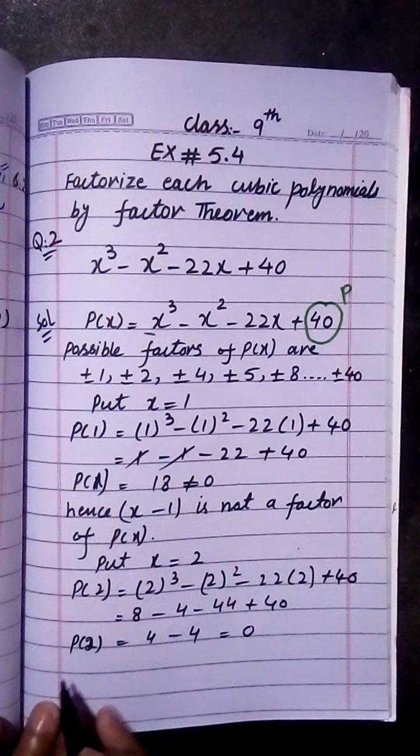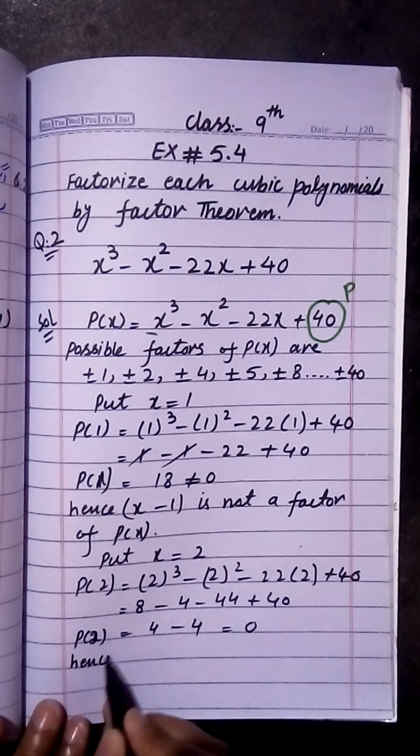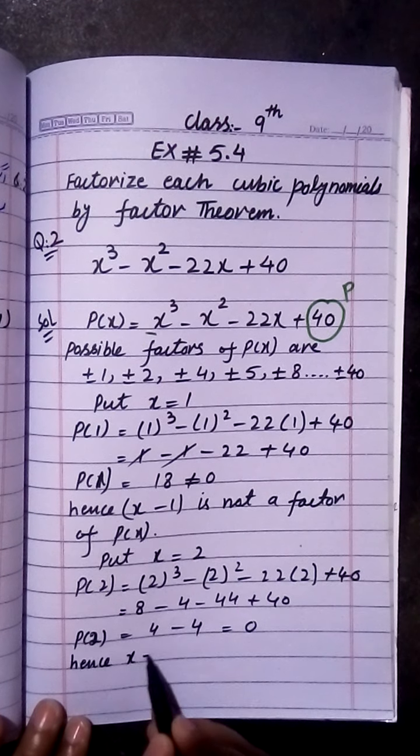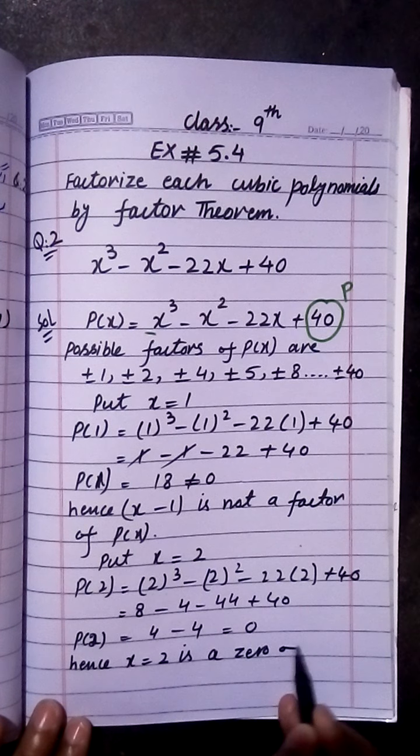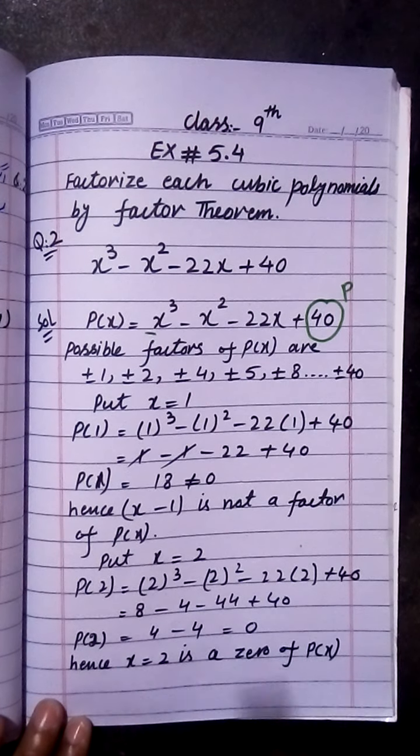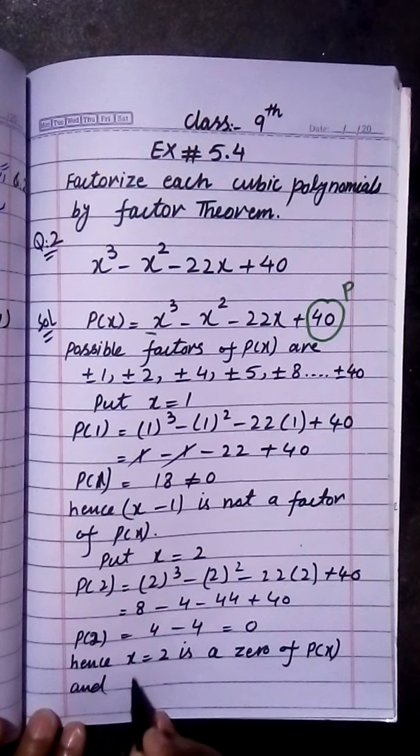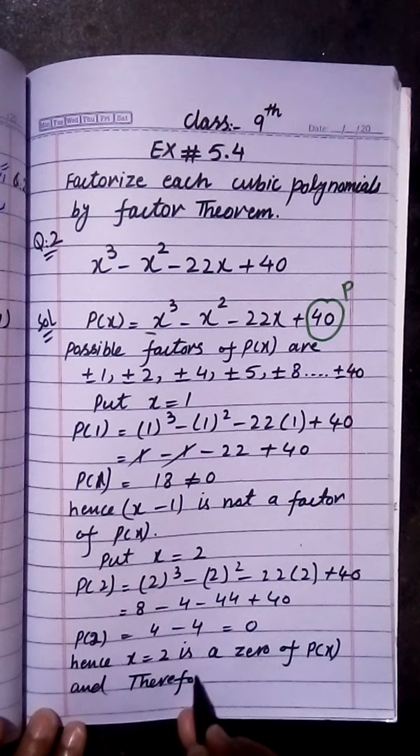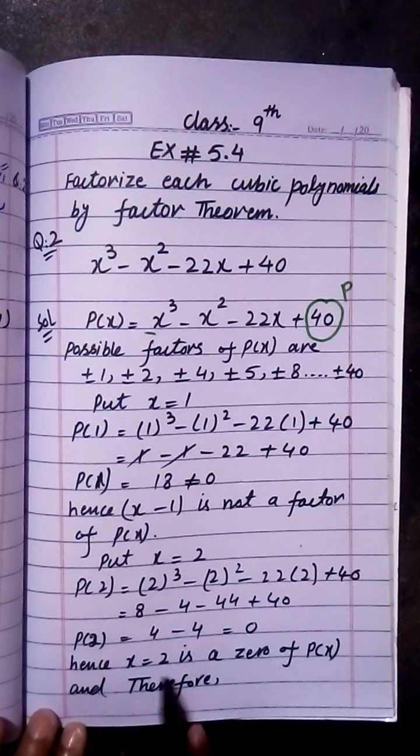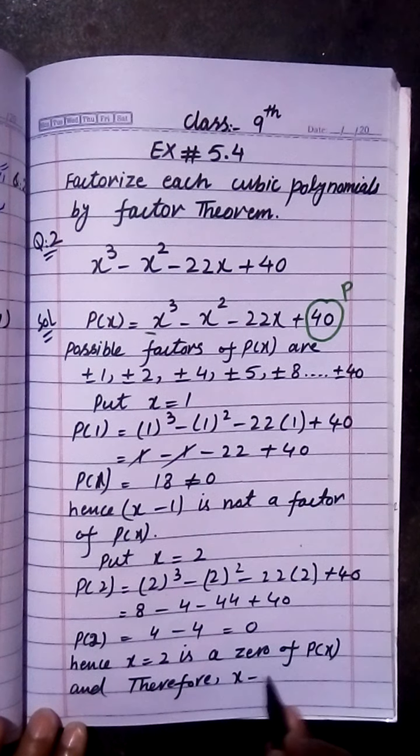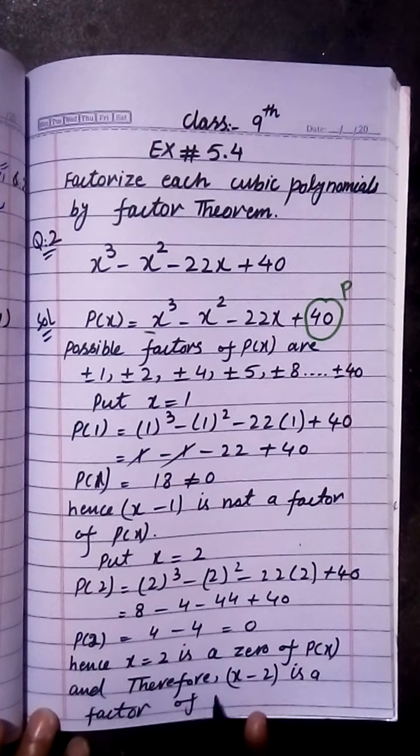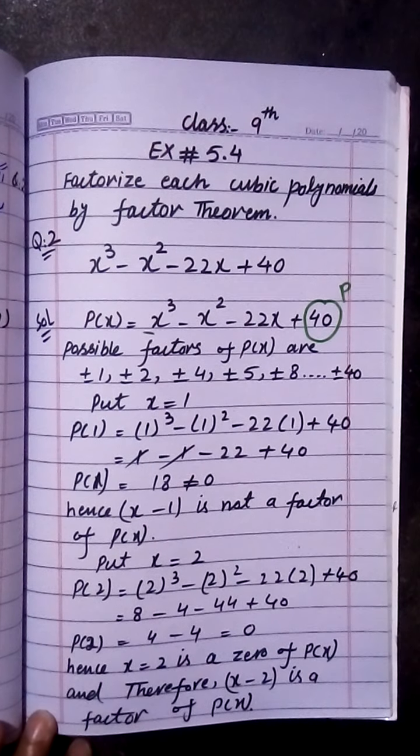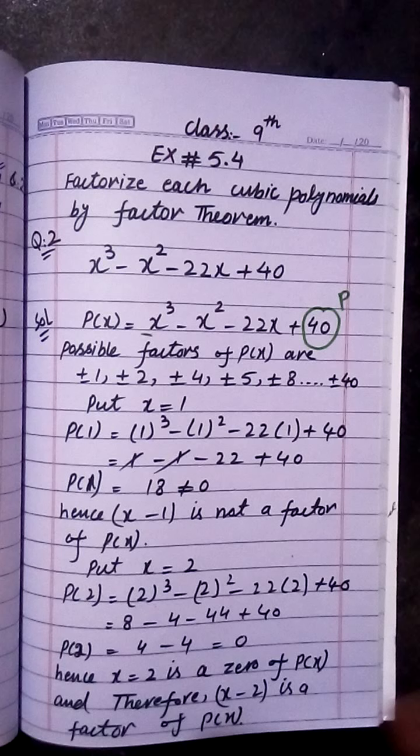So you can write here answer. Hence that is the answer statement, you must write. Hence x equals to 2 is a 0 of px, and therefore, so 2 shift here, it becomes minus. x minus 2 is a factor of px. Now you have to put x equals to -2, then you have not equals to 0.